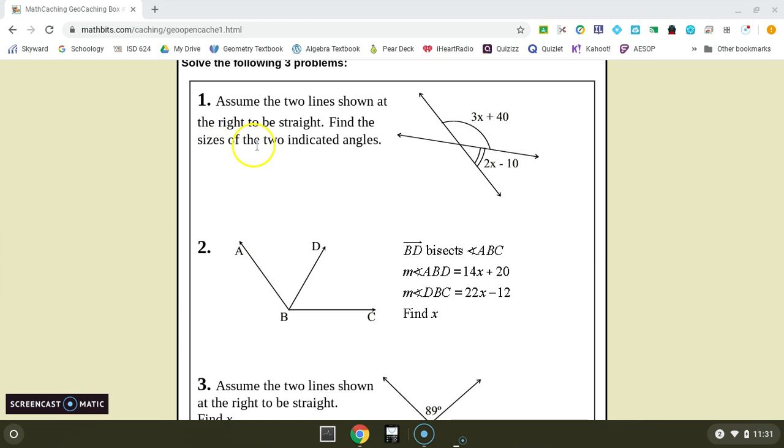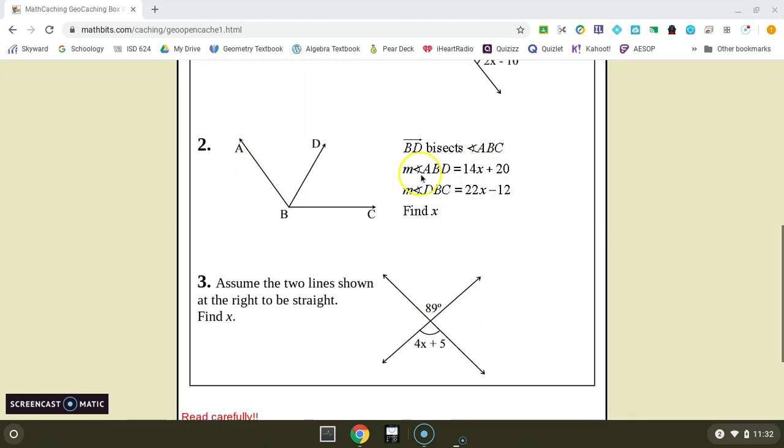It wants us to find the measures of the 2 indicated angles. Since these angles are a linear pair, that means they added together are going to equal 180. So I'm going to set up an algebraic equation: 3x plus 40 plus 2x minus 10 equals 180. After I solve that, I get an answer for x, and then I use that answer to help me find the 2 indicated angles. For this angle up here, I ended up with 130, and this angle down here, I got 50. Make sure that you write this down.